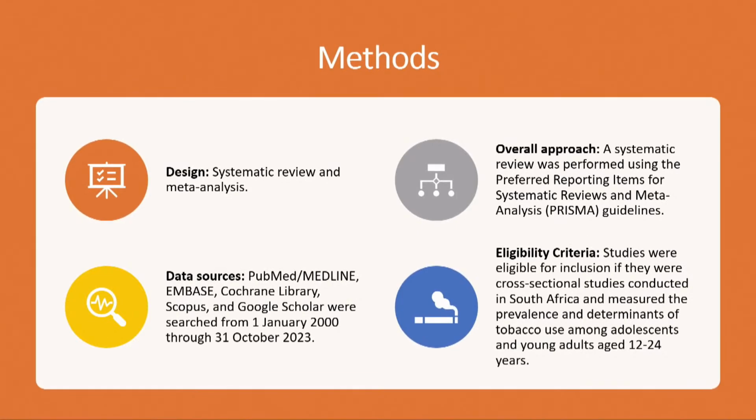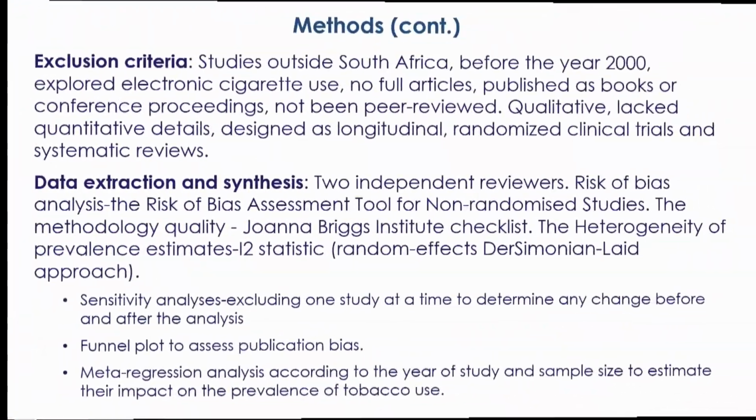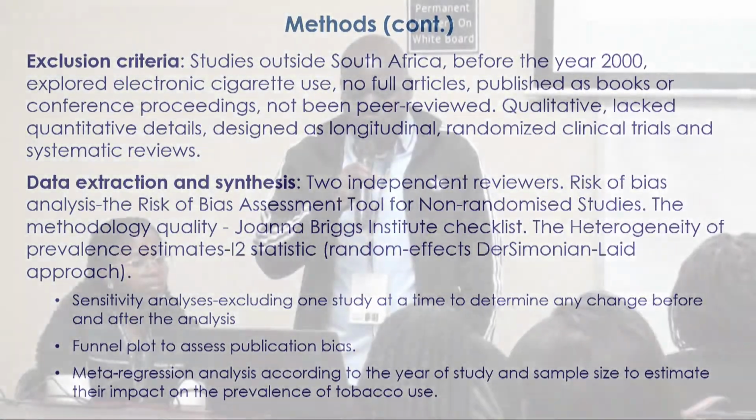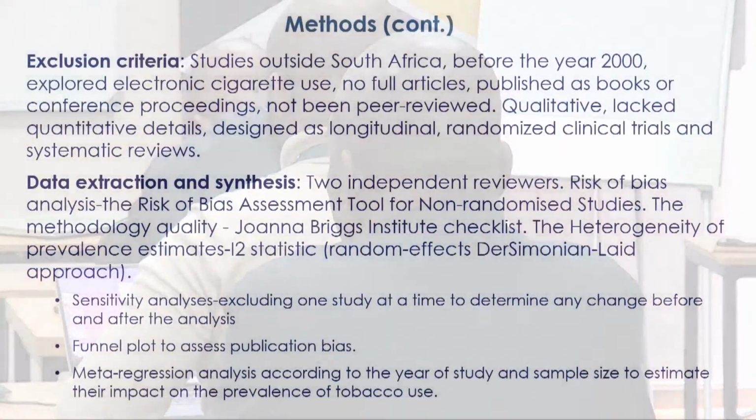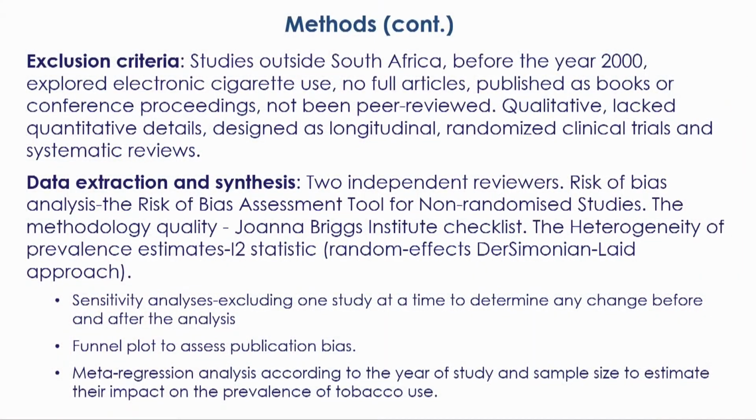Also we were looking at the young adults aged 12 years and 20 to 24. As part of the methodology, some studies were excluded from this study. Studies conducted before the year 2000 were excluded, and also studies which looked at electronic cigarettes, because it's not always tobacco, unless they're smoking an electronic cigarette which includes tobacco, but we won't know.